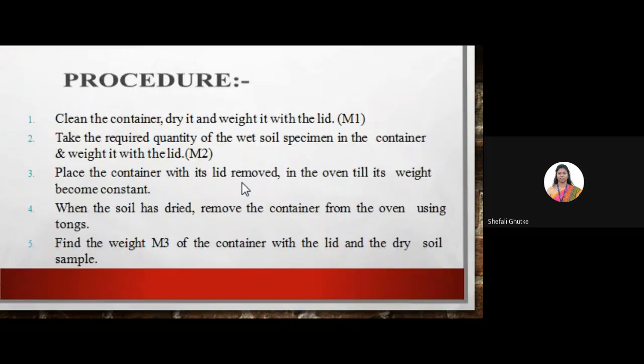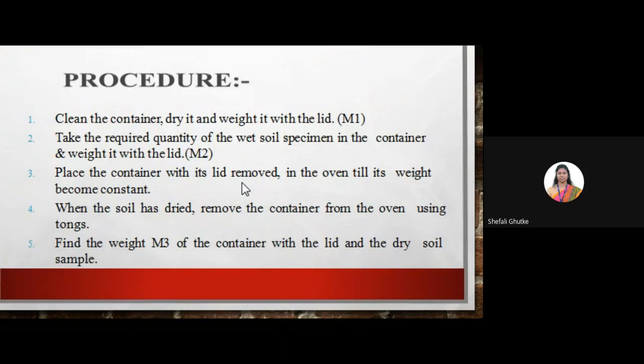The procedure of the oven drying method is: first we clean the container, dry it, and weigh it with the lid, given as M1. Then take the required quantity of wet soil specimen in the container and weigh it with the lid, given as M2. Then place the container with its lid removed in the oven till its weight becomes constant, for 24 hours, maintaining the temperature at 110 degrees Celsius.